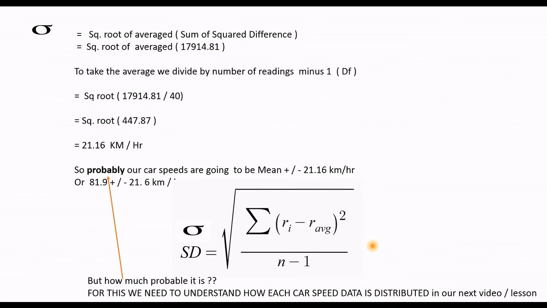We have car speeds ranging from 45 to 112, as we have seen in the example. How are they distributed across an axis? We have to see how each car speed data is distributed in our next lesson. That means we will have to study distribution, and once we see how each car's data is distributed, you will also be able to know how much probability there is for the next car to fall in this range for the speed.